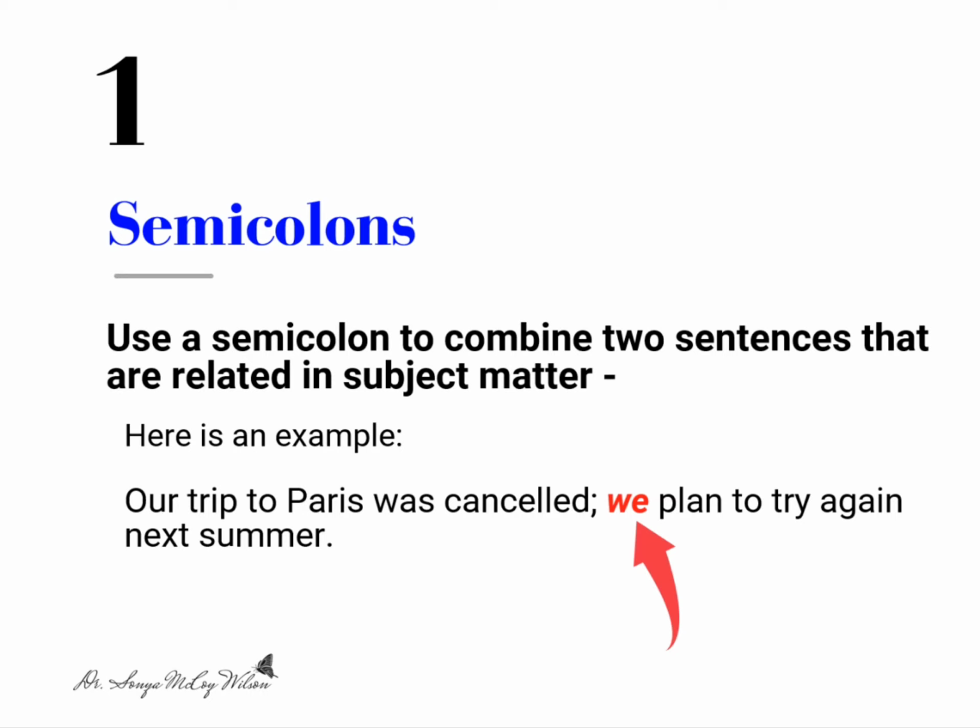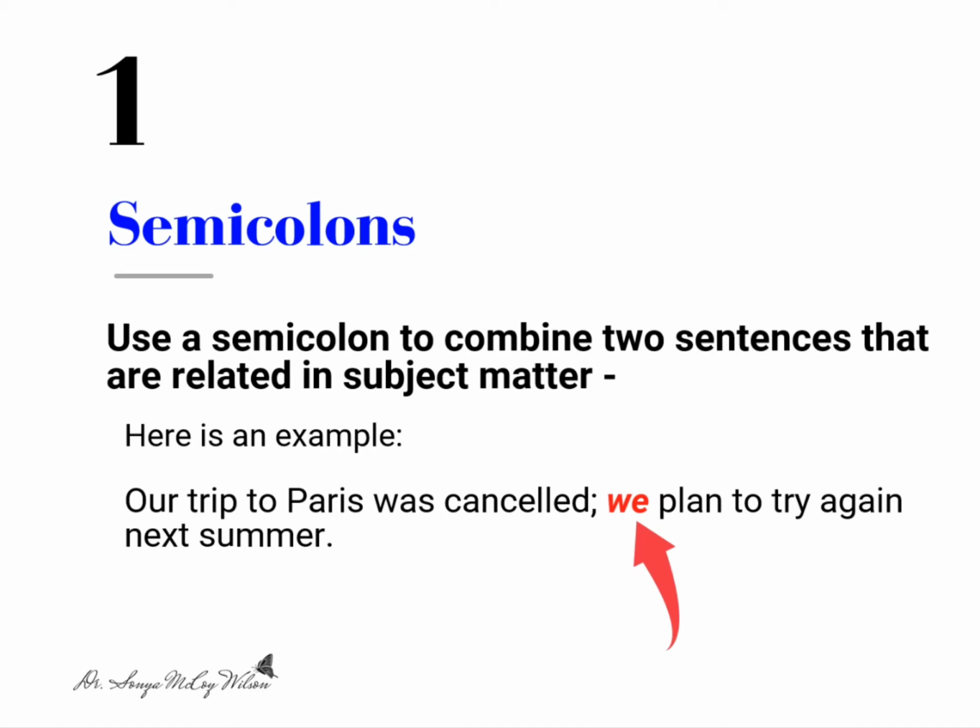Semicolons are used in very specific instances. Recognize first that they are not commas. Semicolons are not commas. So first, we use a semicolon to combine two sentences that are related in subject matter. And that's the way that they differ from commas, because we do not use commas only to combine two sentences. But in the case of the semicolon, we need only that little bitty punctuation mark to combine two sentences.